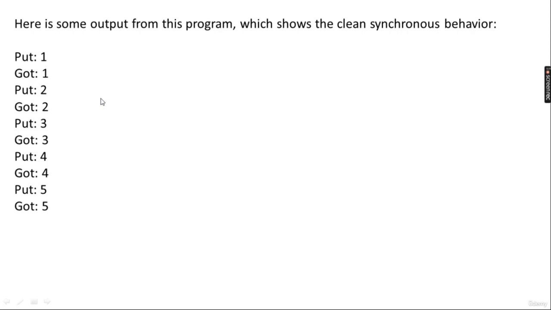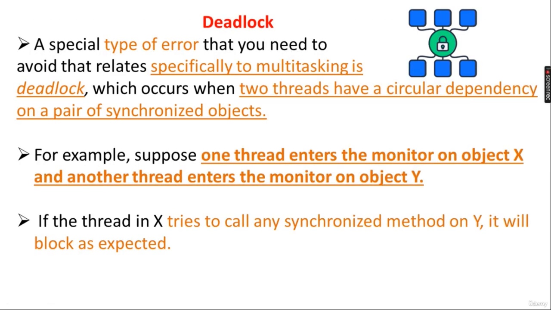So using only the synchronized keyword is not the only solution. In some cases like this, the output is not as expected, as it was in the previous example. And here it is the clean synchronous output. One is put, then got one, put two, got two. This is the output that we were expecting from the program.